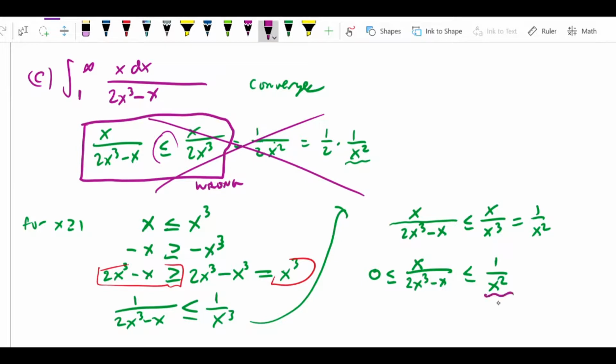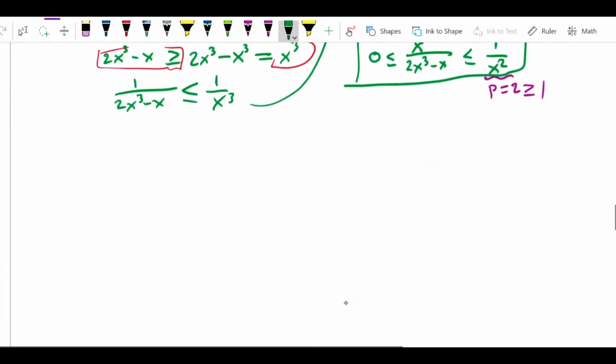We have here a p integral with p equals 2, which is greater than or equal to 1. So there we go. This is the inequality that you're looking for. It's like that, and that's how you form it. All right. Number D.